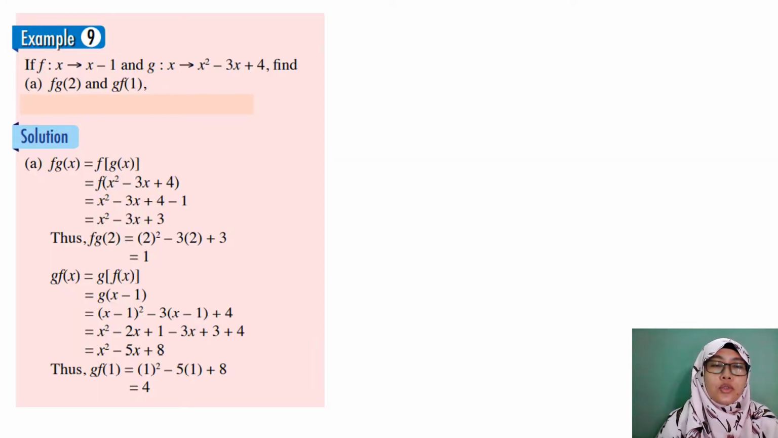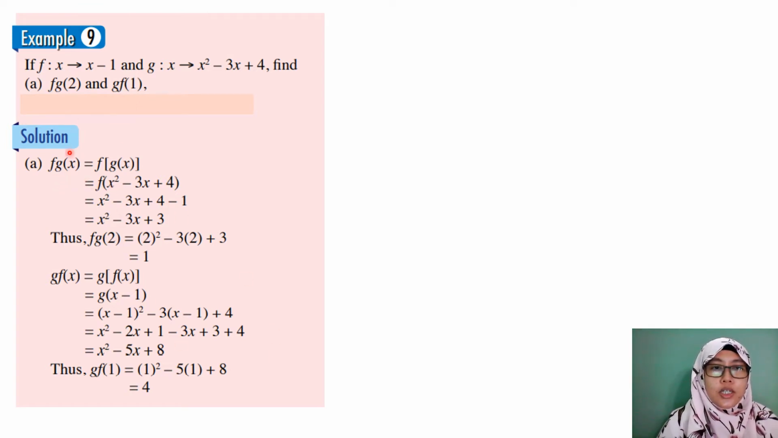Okay, so first we look at example number 9 in your textbook. If f(x) equals x minus 1 and g(x) equals x squared minus 3x plus 4, find fg(2) and gf(1). So how to solve this equation?